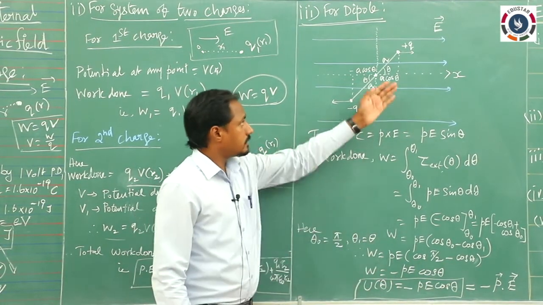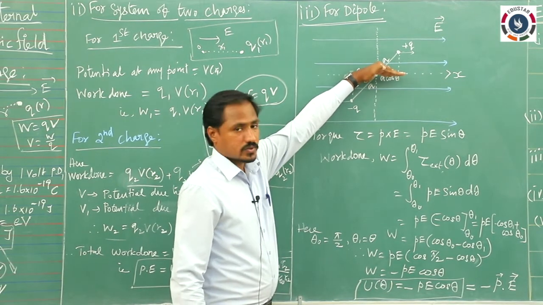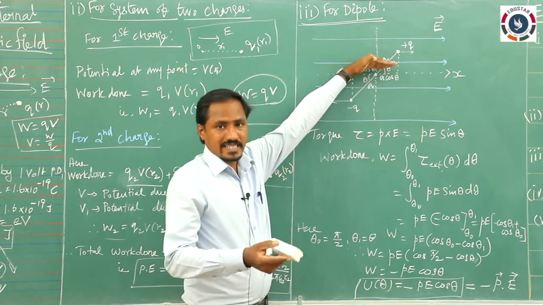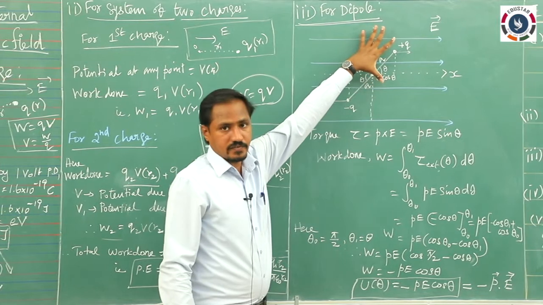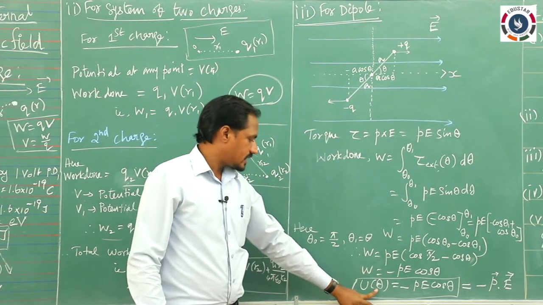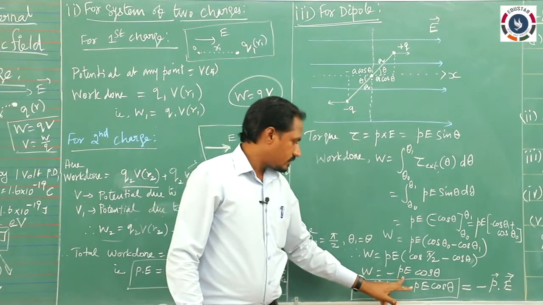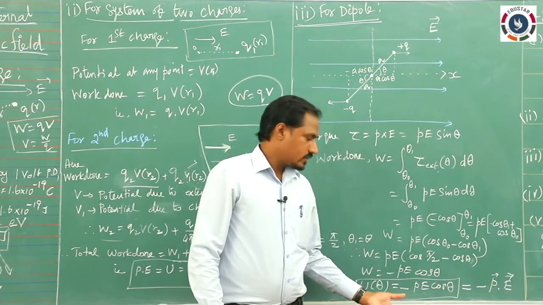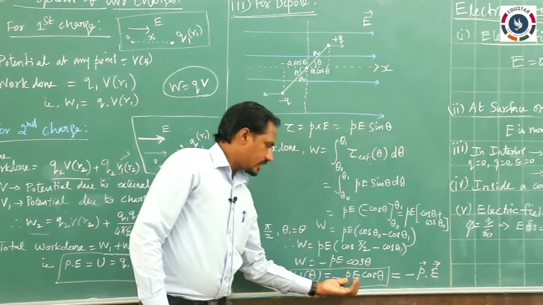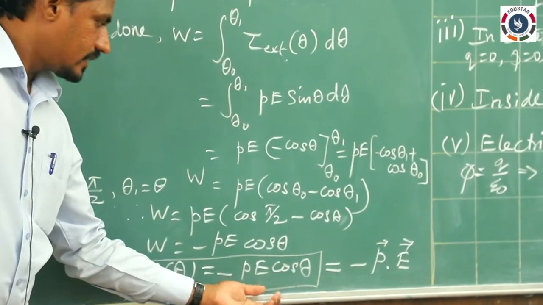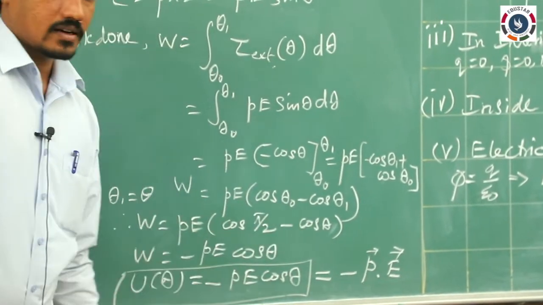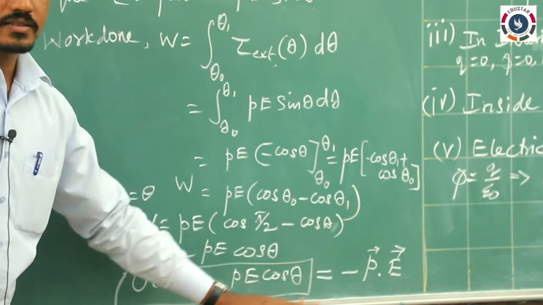So this is the work done in bringing the dipole from one position to another position. It is stored as the energy of the dipole in the electric field. So U of theta, the potential energy, is equal to minus PE cos theta. We know this is the cos theta term, so we can write the dot product of P and E: minus P vector dot E vector. So this is the potential energy of the dipole.